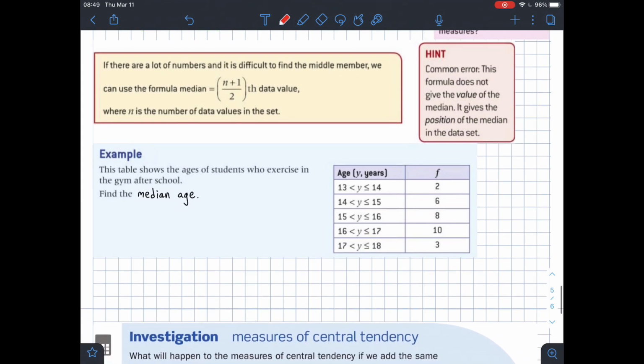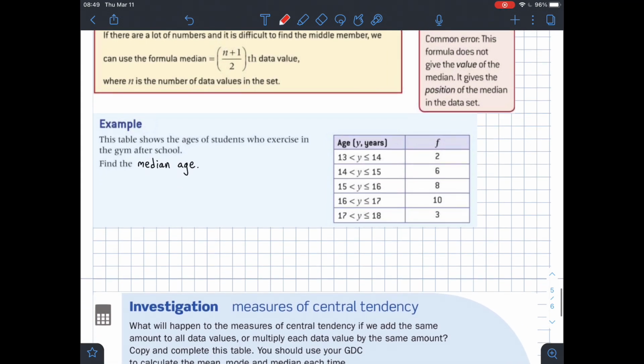Okay, so here we have another example. This table shows the ages of students who exercise in the gym after school. Find the median age. So, how do we find the median when we're given information in this way, right?